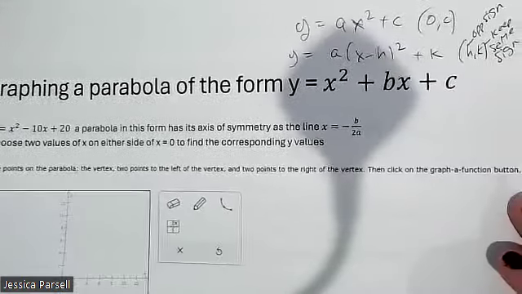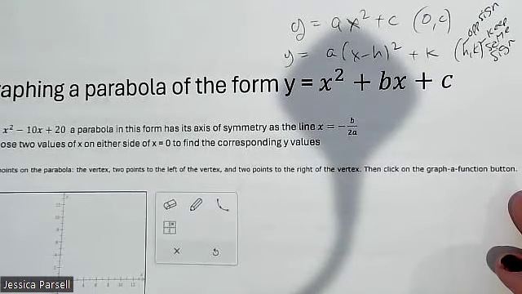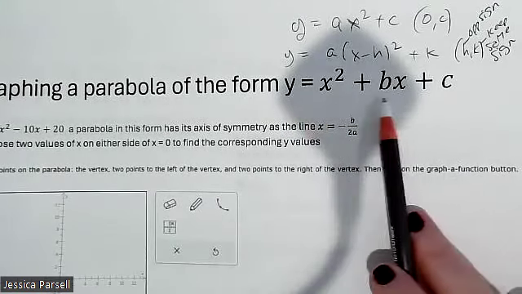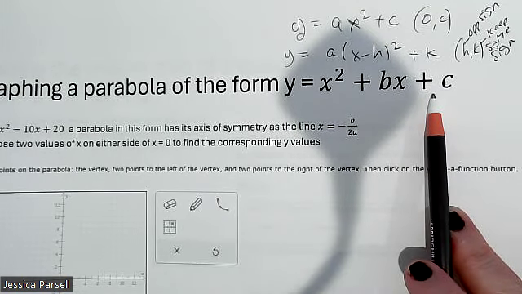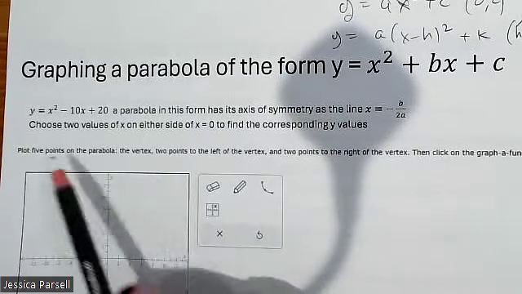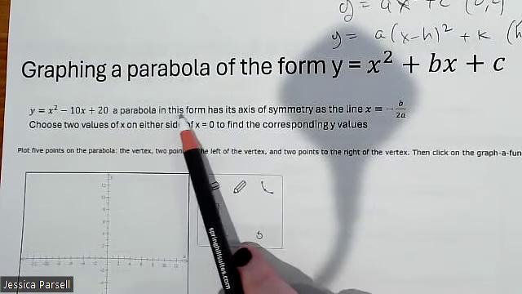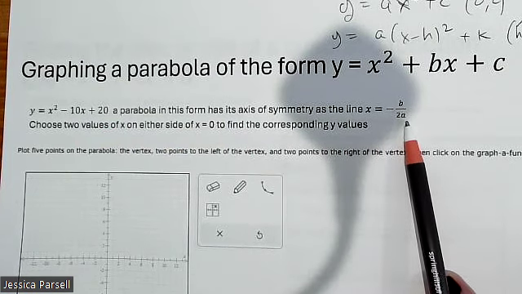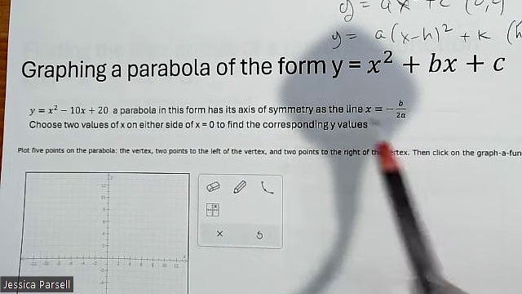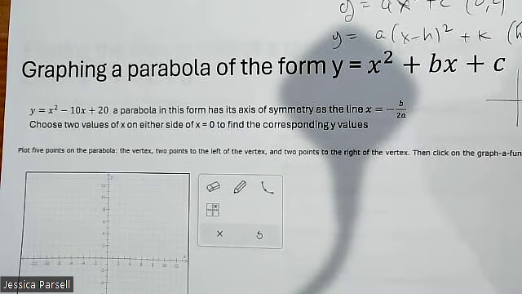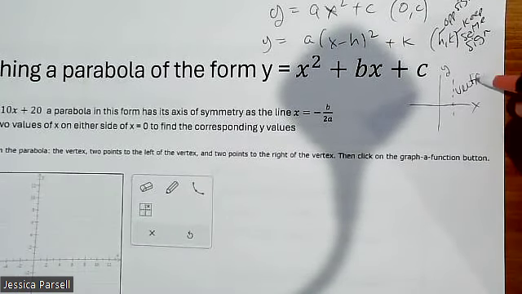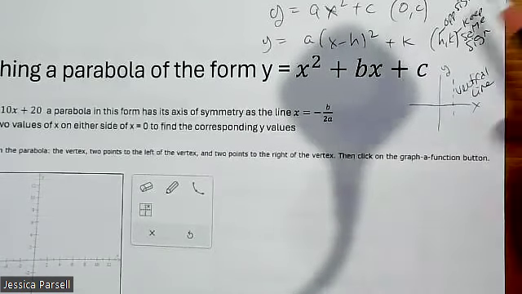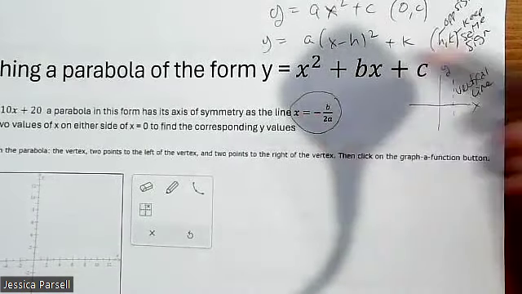Okay. And then this last one, we're going to add this last one into the mix. So this is a parabola written in what's called standard form. So let's take a peek. Y equals x squared minus 10x plus 20 is a parabola in this form, has an axis of symmetry as the line x equals negative b over 2a. Okay, so let's remember what kind of a line is x equals something. So x equals something is going to be a vertical line. Let's see here. So this gives us a little hint on how we can try to find our vertex.